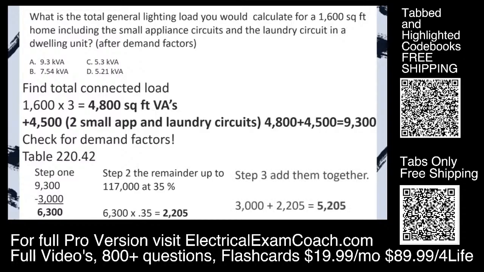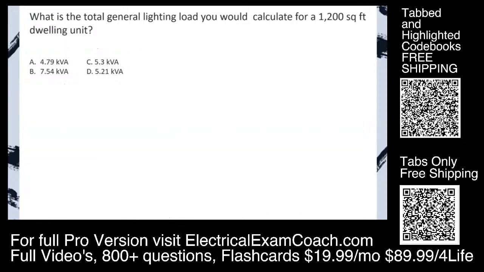Then all we have to do is total the two back together. And we're going to select D. Great job. What is the total general lighting load you would calculate for a 1,200 square foot dwelling unit? Notice that I took out all the pointers that we had in the previous slide. Anytime it asks for the total, you're always going to be applying a demand factor if there is one. And in every one of these type calculations, you're going to have the 2 small appliance and 1 laundry circuits.